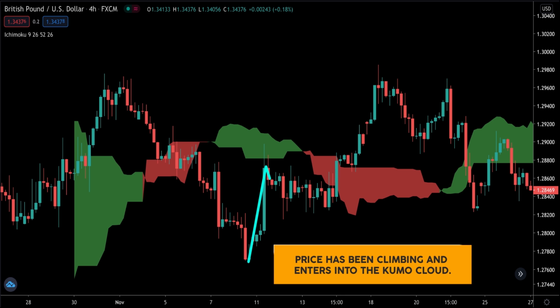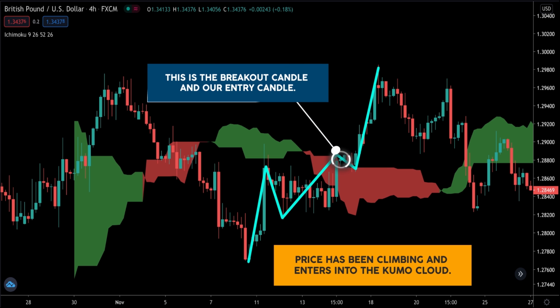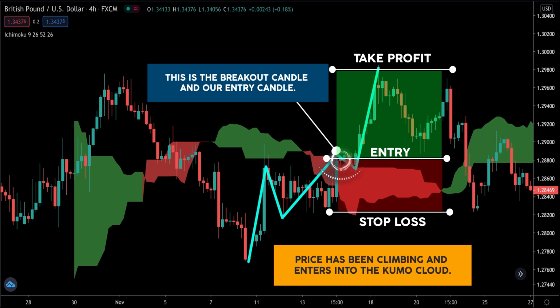Here, price enters into the Kumo cloud and eventually breaks it. This candle is the breakout candle and will be our entry candle. You can set in the stop loss and take profit, something like this.